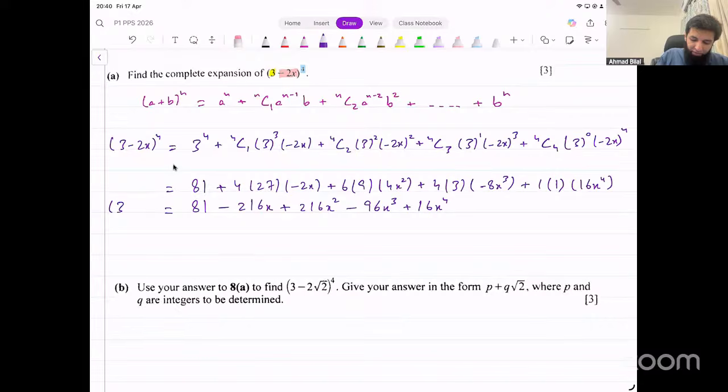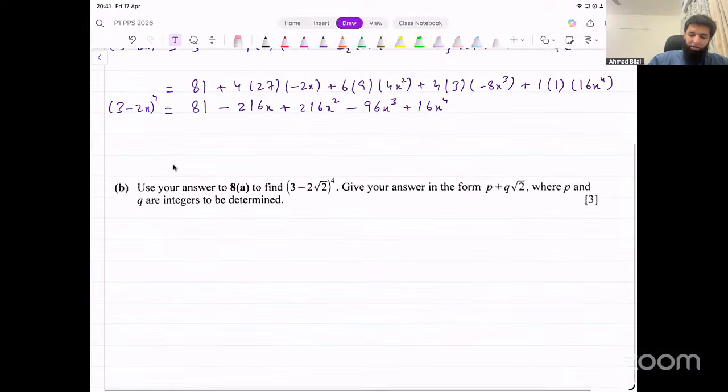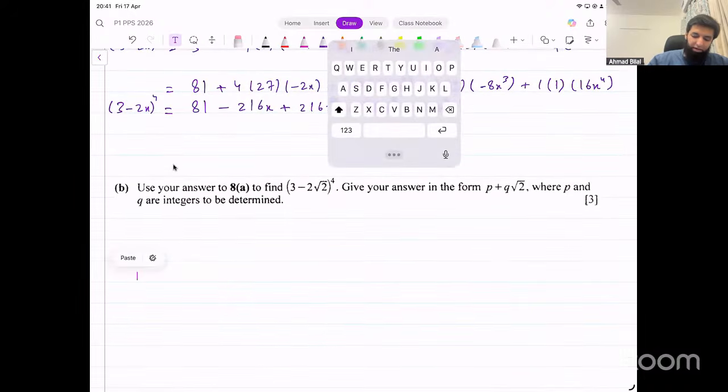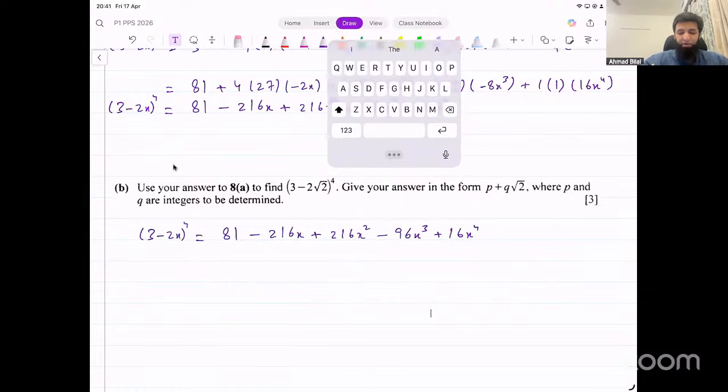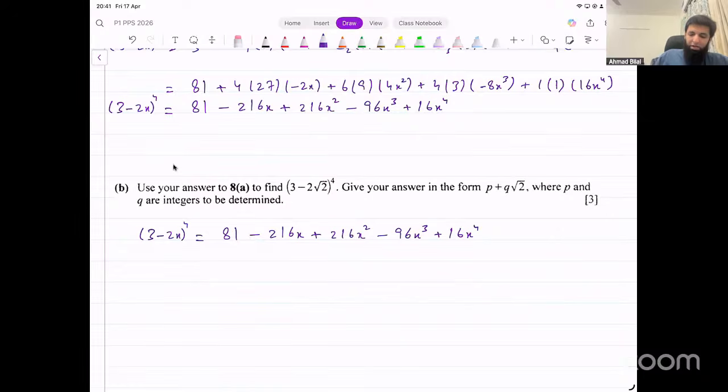In the first part, we proved that 3 minus 2x whole raised to power 4 is equal to this. Now the question says use your answer to part A. If you evaluate this on your calculator without using the first part, you don't get marks for that. You cannot do it directly. You have to use the previous part for this. Now compare it with the previous part. What's the difference? The only difference is in place of x, we've got under root 2 here. So the value of x is under root 2.